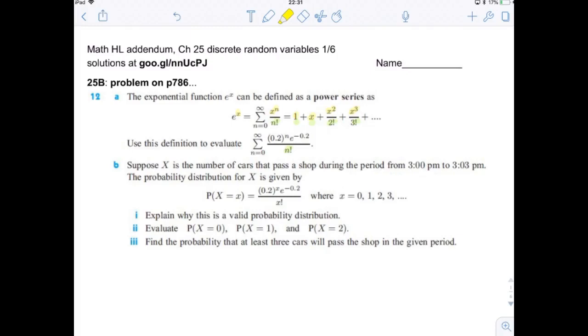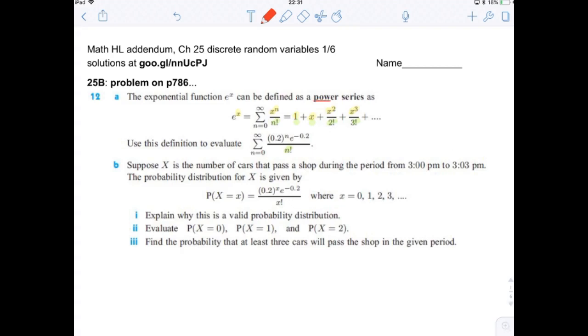Hi, this is the addendum for discrete random variables for HL. We're going to start with a problem which, if there's too much in here that's new and difficult to understand, don't worry about it too much. But this is kind of an introduction to some of the things that you're going to do in the option book later.